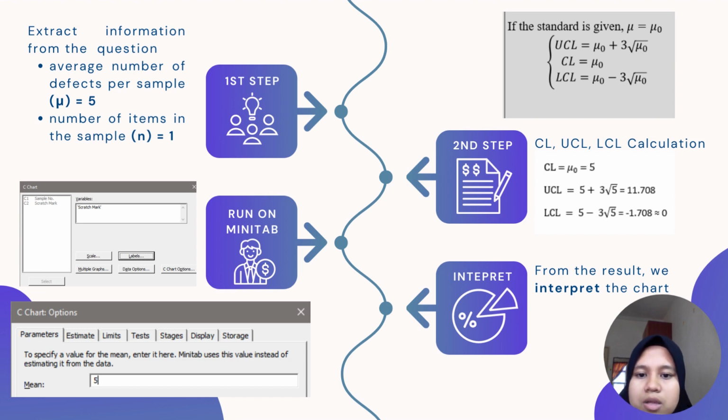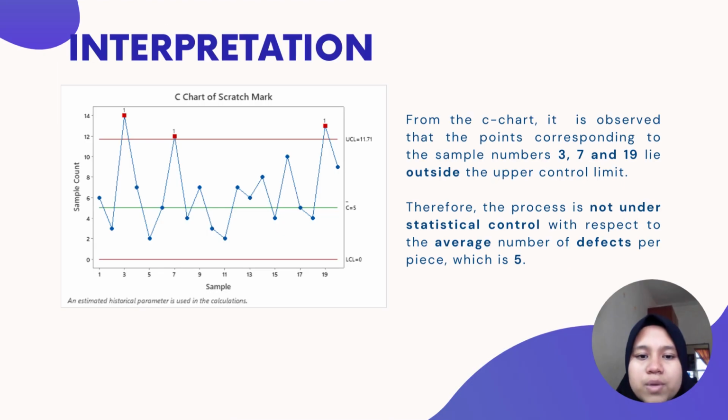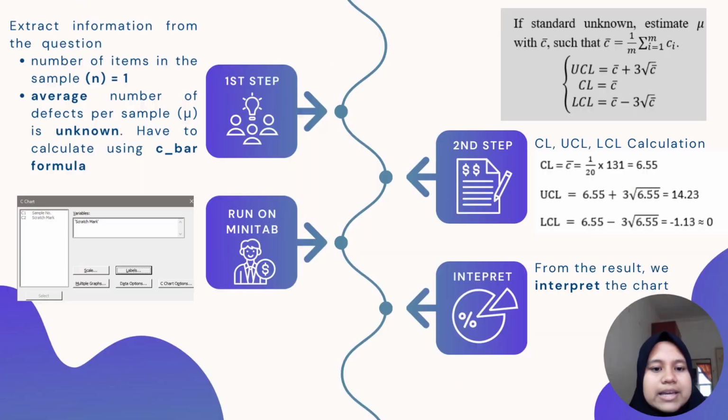And then we run the data on the Minitab. The variables is scratch mark, and then for the C-chart option, we click on the parameters and set the mean as 5. From the Minitab, we will get this type of chart. We can see that the samples number 3, 7, and 19 lie outside the upper control limit. We conclude that the process is not under statistical control with respect to the average that is set equal to 5. The same step is repeated for the next part when the average is not set to any value.